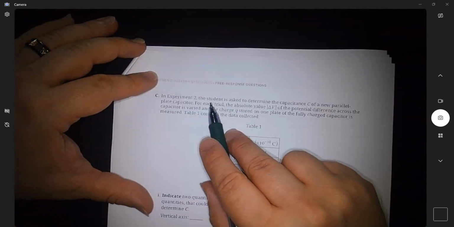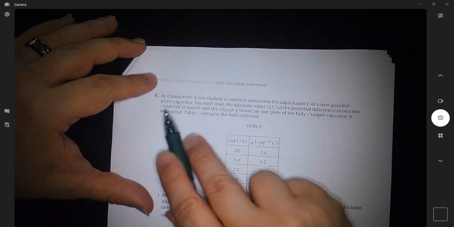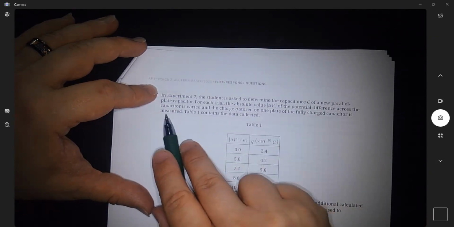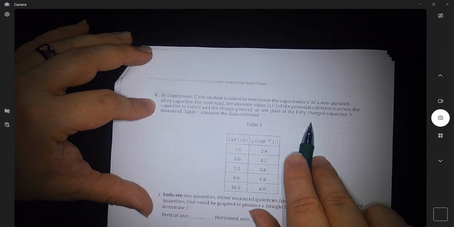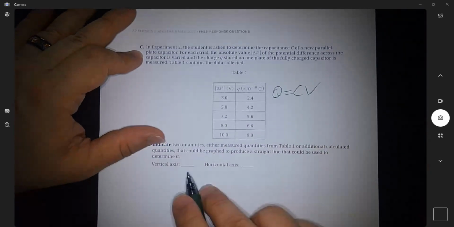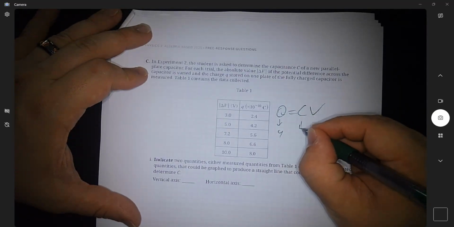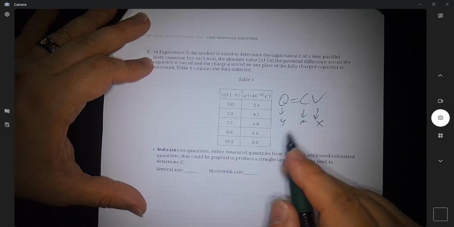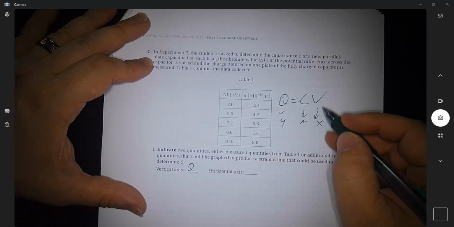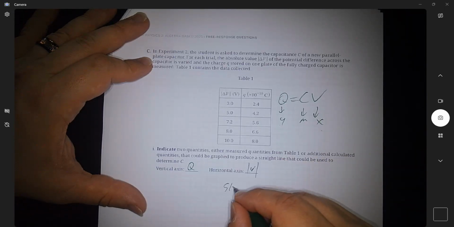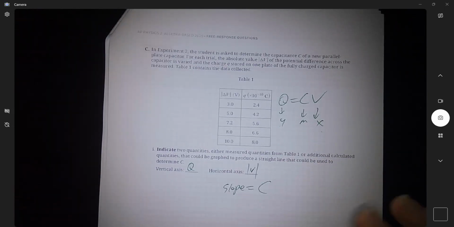Okay, in experiment 2, the student is asked to determine the capacitance of a new parallel plate capacitor for each trial. The potential difference across the capacitor is varied, and the charge on one plate is measured. So we know that Q is equal to CV. So I'm just going to let that be Y equals MX. Do you see that? So the vertical axis is the Q, and the potential difference is going to be the V, right? And then the slope is just going to be the C. I mean, that's all there is to it. I don't know what else you want from me.